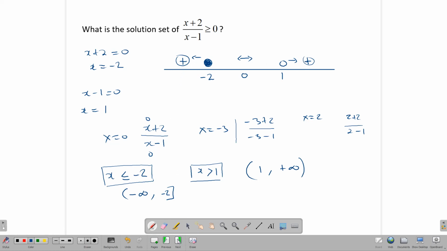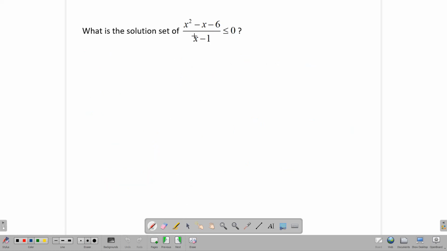Let's look at one more. What is the solution set of x squared minus x minus 6 over x minus 1 is less than or equal to 0? What is the solution set for this? So again, we will need to solve this, and we will need to solve this. Now solving x squared minus x minus 6 equals 0. Of course, we can reduce it to x minus 3, x plus 2, which gives us x is equal to 3 and x is equal to -2.